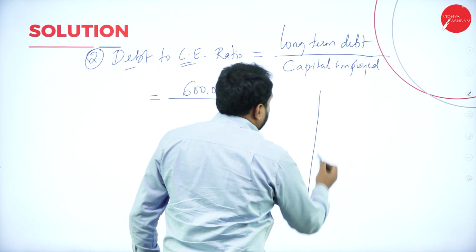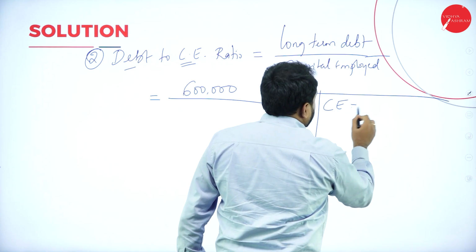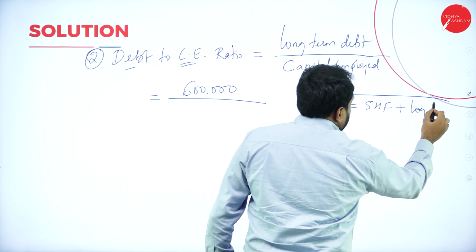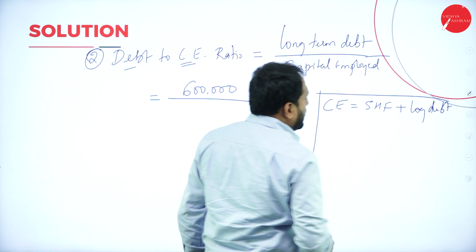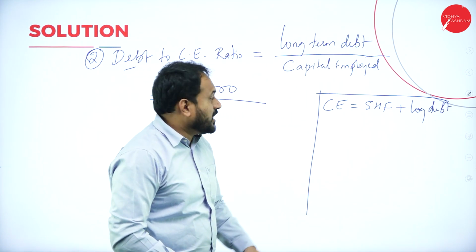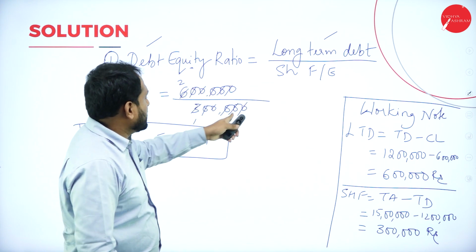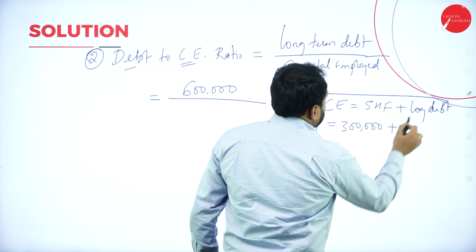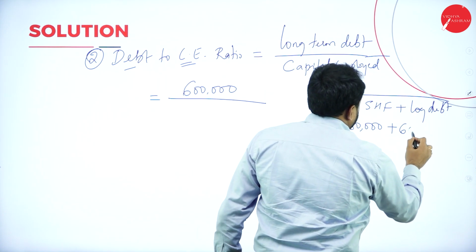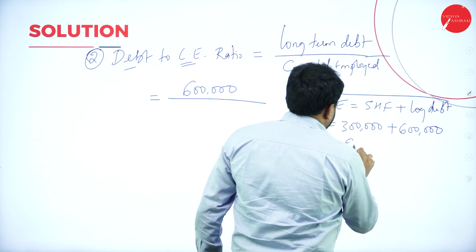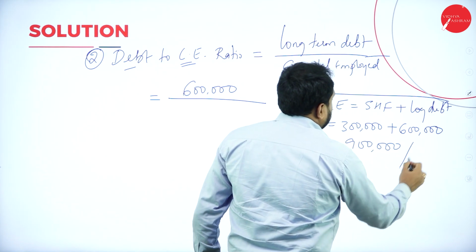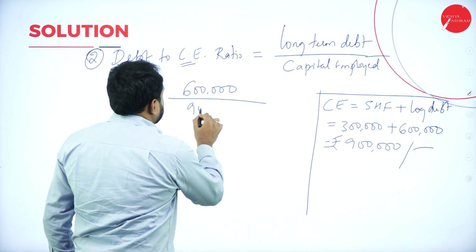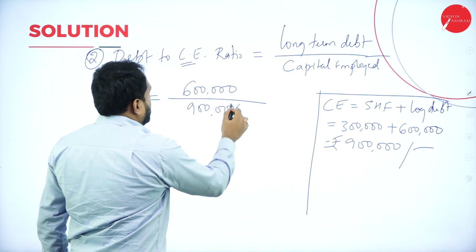What exactly is the capital employed formula? Capital employed is equal to shareholder fund plus long-term debt. So shareholder fund, how much is it? Shareholder fund, we have only got 3 lakh. So we'll write here is equal to 3 lakh plus long-term debt, how much? 6 lakh. So is equal to 9 lakh. I don't need the question paper itself now, right? So 9 lakh.